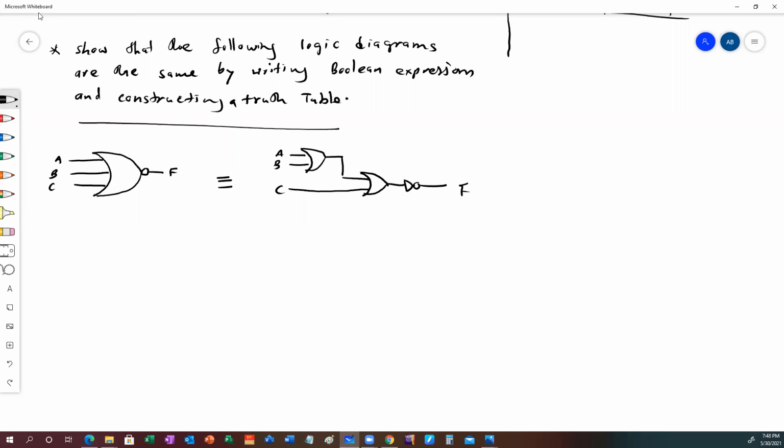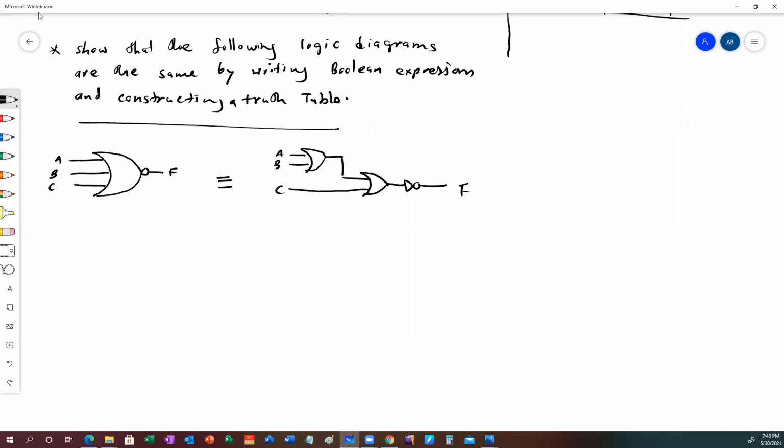Right. I do it. Showing that these two are equal. Show that means that. Right? You have to have a truth table and the logic expressions. That is in your book.